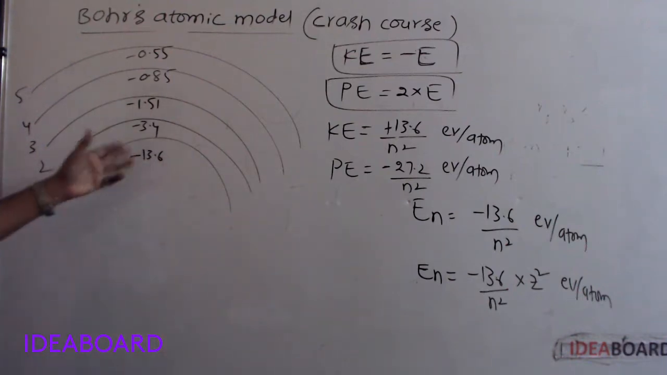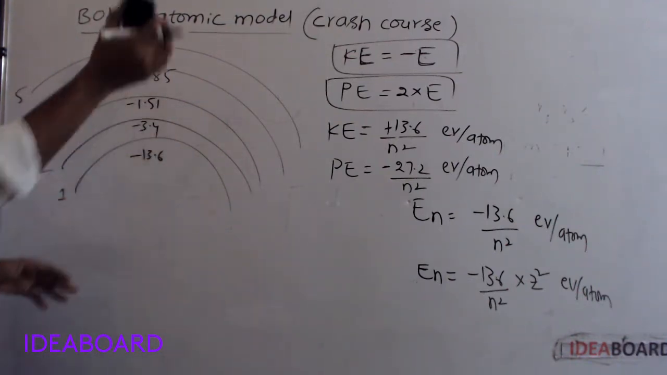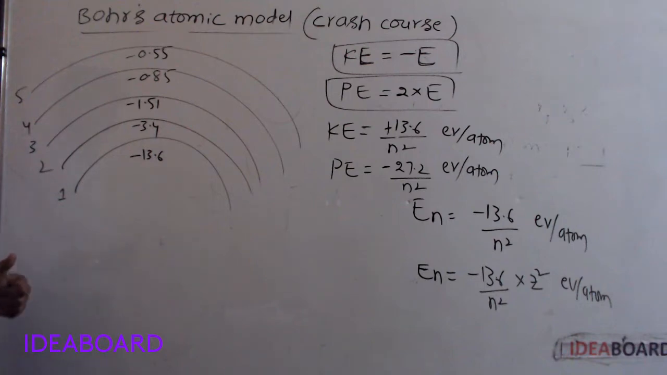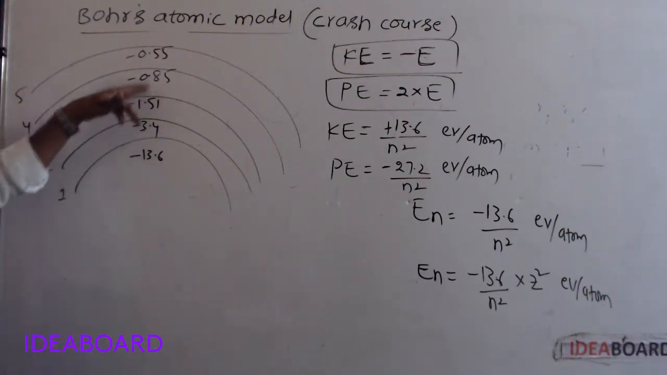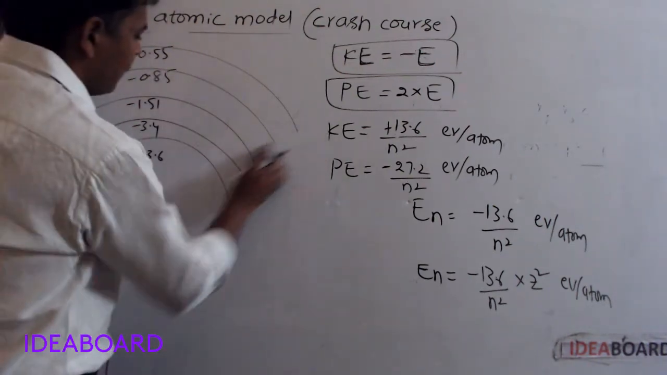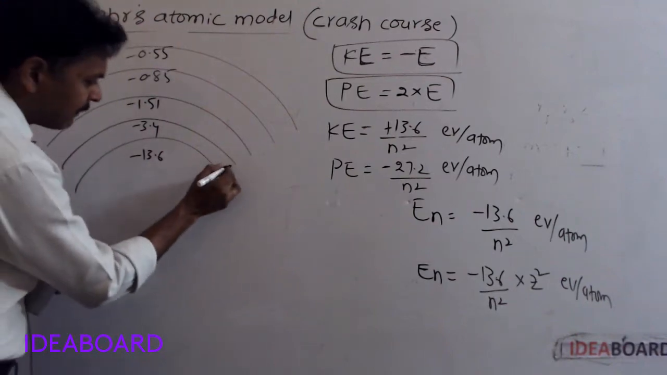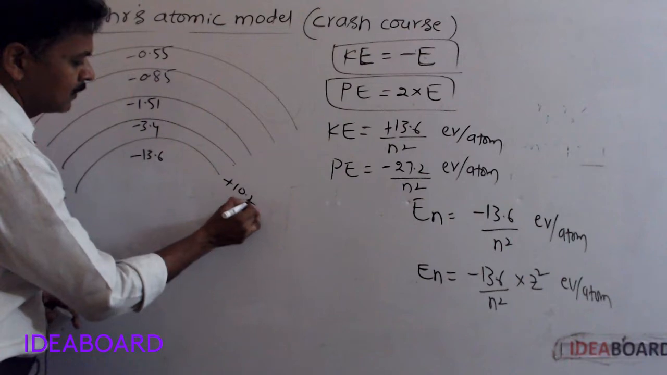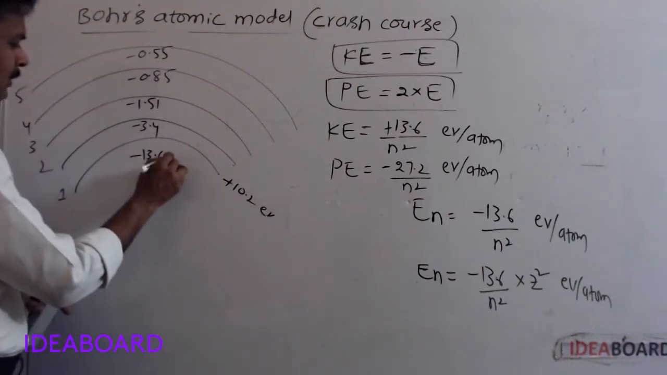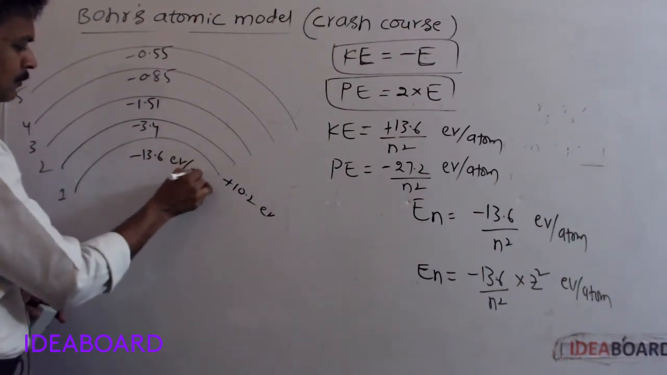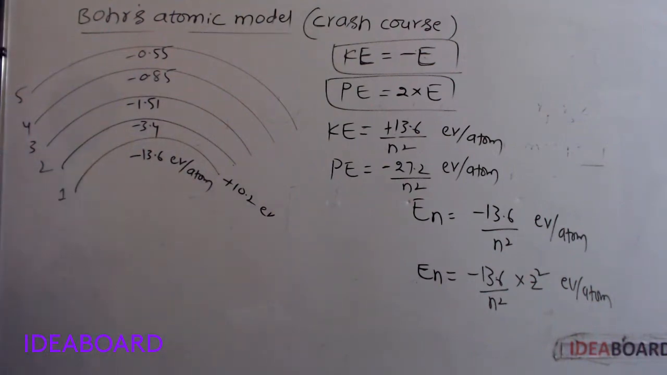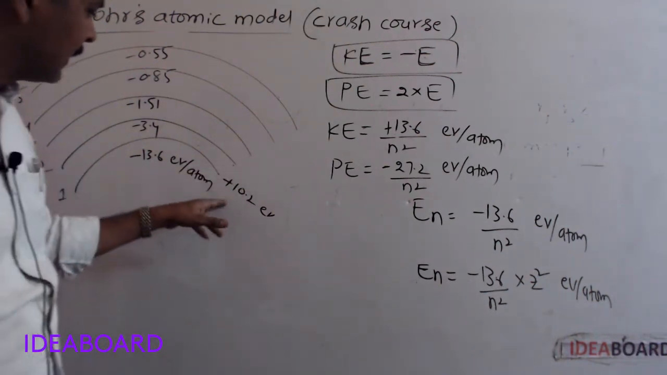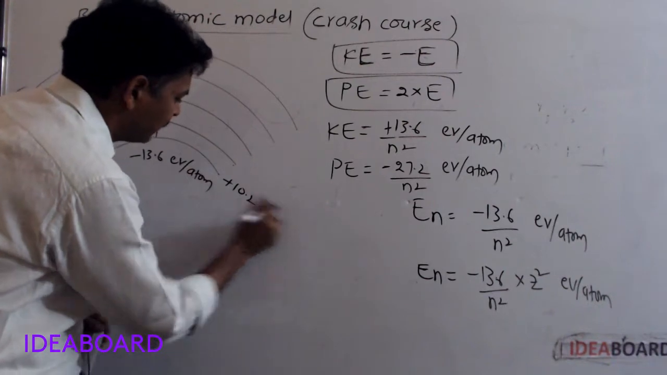So from this we can observe that as the n value increases, the energy of the orbit increases. The energy difference between the first and second orbits is 10.2 electron volts per atom.